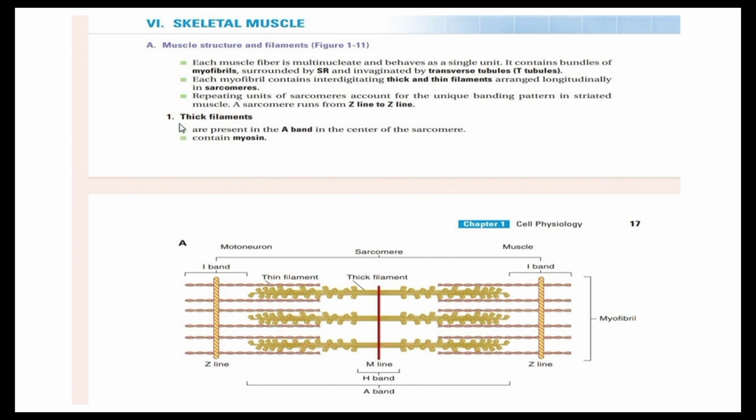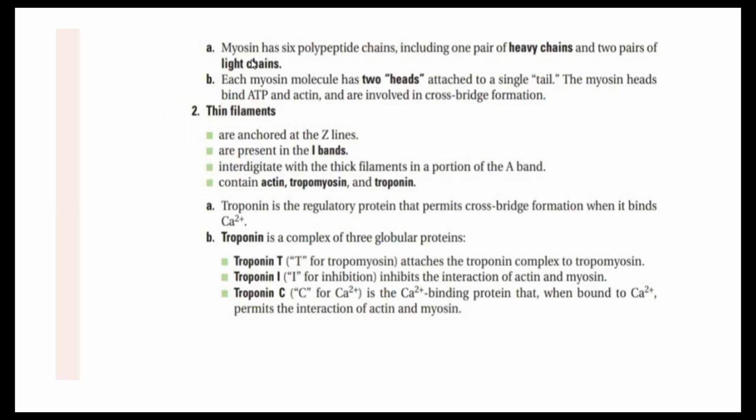So what we learned from this diagram is that the thick filament is present in the A band in the center of the sarcomere, and it contains myosin. And myosin is a contractile protein, so it has 6 polypeptide chains, including 1 pair of heavy chains and 2 pairs of light chains. And its structure is such that each myosin molecule has 2 heads that are attached to a single tail. The myosin heads bind with ATP and actin, and they are involved in the cross-bridge formation. Okay, so cross-bridge formation is something that we will talk about in the following slides.